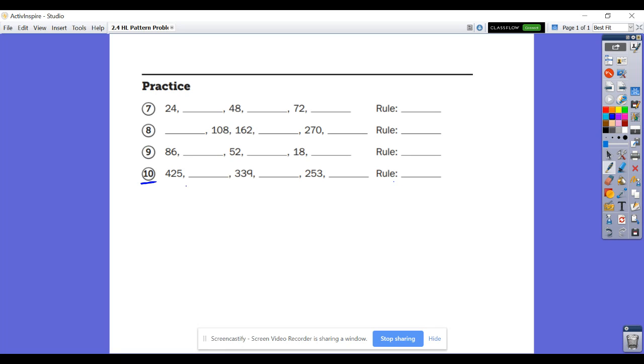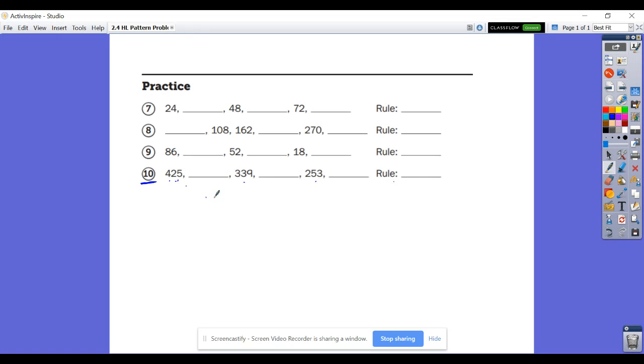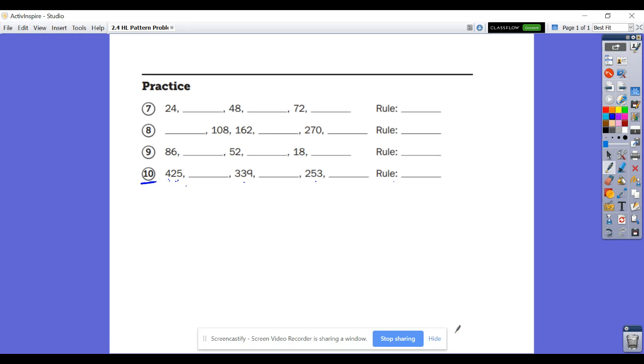So one of the first things I do when I'm looking for a pattern is I try to notice if my numbers are increasing or decreasing, because that's going to be a big hint about what operation I might want to use. So I see from 425 down to 339 down to 253, it's always decreasing. And it's decreasing by quite a bit, right? The hundreds place is even changing. So it's decreasing by a lot. So if it's decreasing, I already know that my rule will either be a subtraction one or a division one.